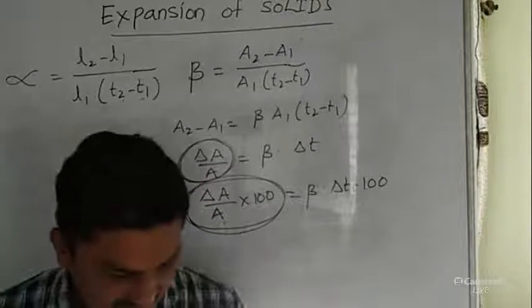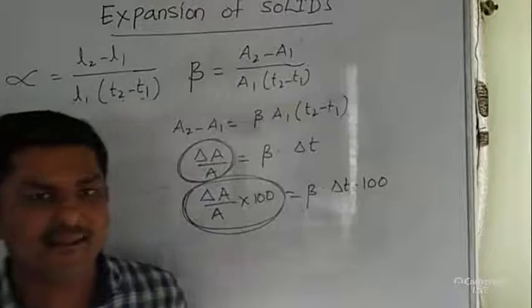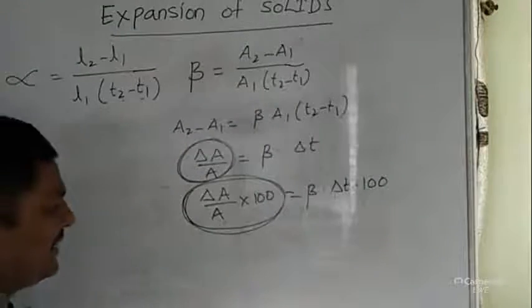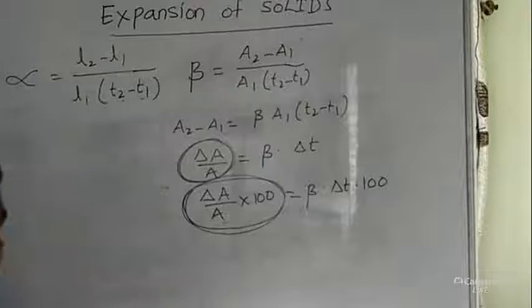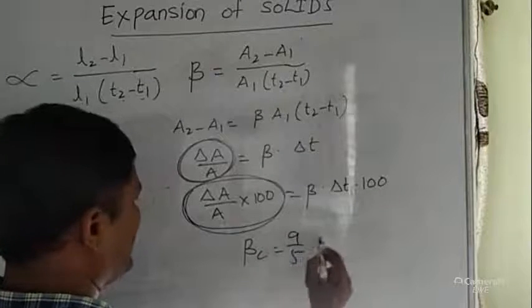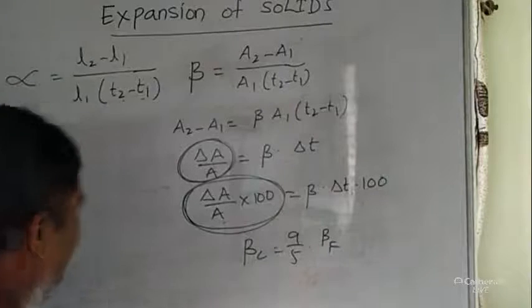So beta depends on the nature of the material and scale of temperature chosen, and beta C equal to 9 by 5 into beta F.